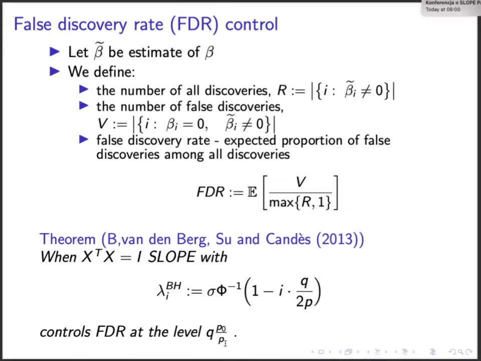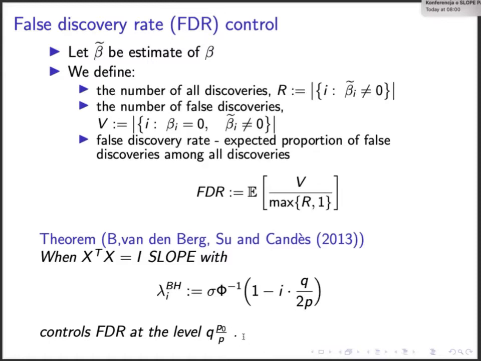And P is the number of columns in our X matrix. So this is the number of regressors, or the number of variables which you have in the X matrix. P0 is the number of these coefficients which are equal to 0. We don't know P0, but we know that P0 over P is smaller than 1.